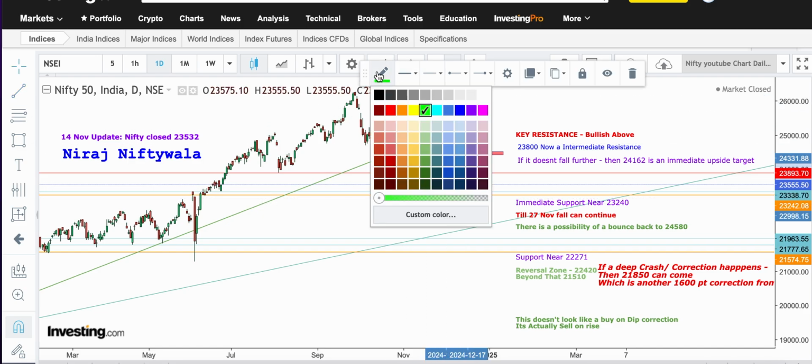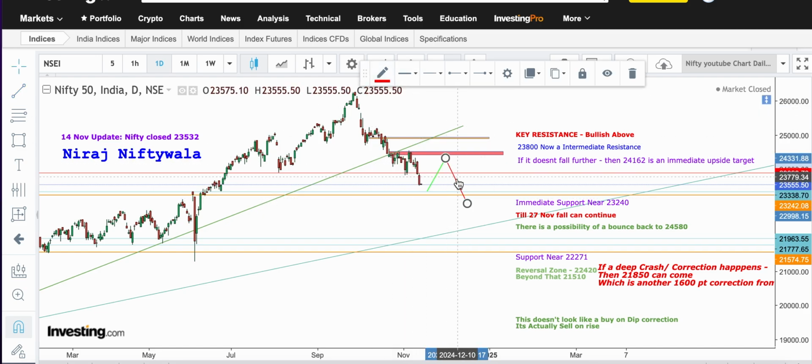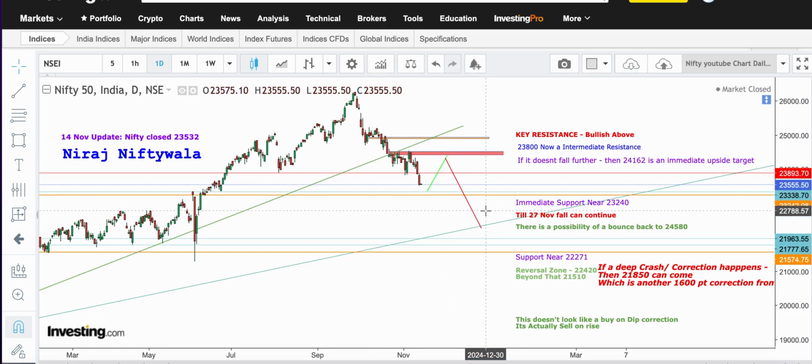Okay, so I'm making a red line after this, so you can understand there is a red line. It will go down further. So after the bounce back to 24,580, there could be a correction. Then where could it come? There is a support near 22271. So where is 22271? 22271 is somewhere over here. It can come over here. You see that? So this is the pattern which I see that is possible.